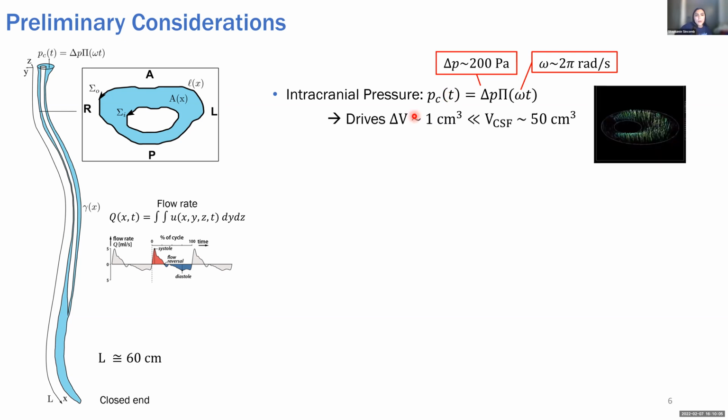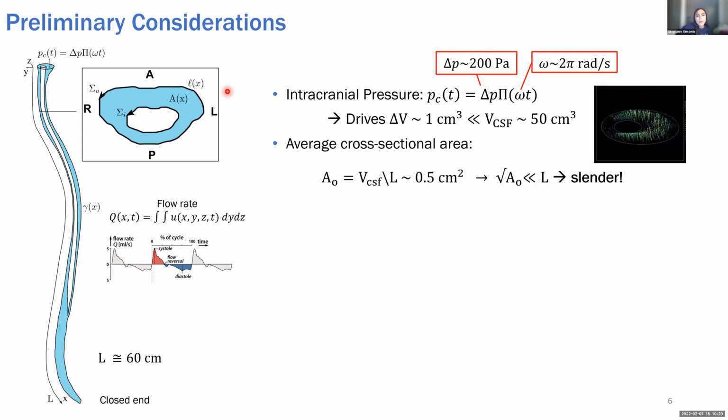This intracranial pressure drives a small amount of fluid in and out of that rigid container, which in comparison to the total volume of the canal is much smaller. So this delta V, this small stroke volume, is small in comparison to the total volume of the spinal canal. The average cross-sectional area is very small.